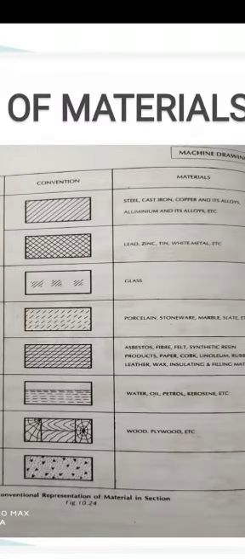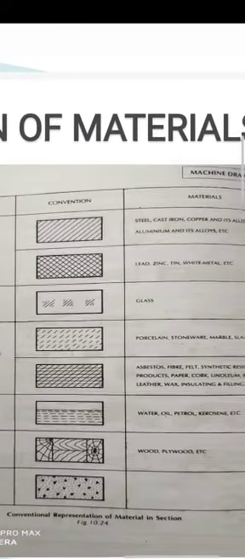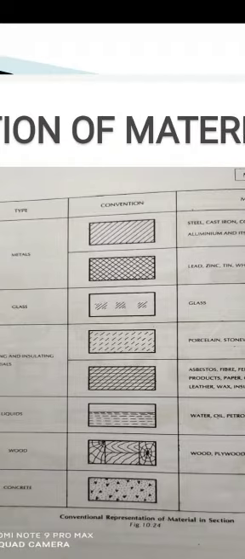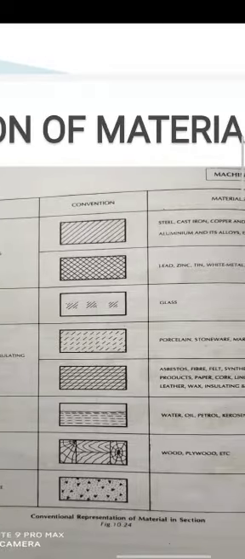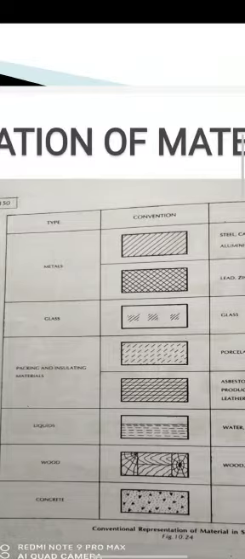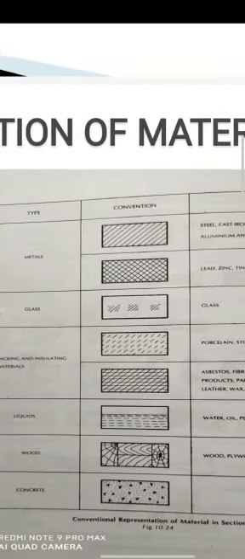The steels, cast irons, copper, and its alloys are ferrous metals. The non-ferrous metals are lead, zinc, tin, white metal, etc. The ferrous metals are represented in a rectangular box with slanting lines, and for the non-ferrous metals, the slanting lines are in zigzag. Next, we see the representation of glass and its conventional symbol. In this, small lines are dotted.